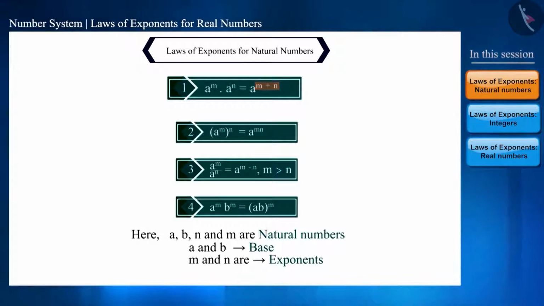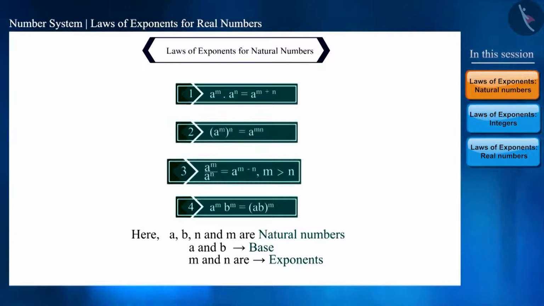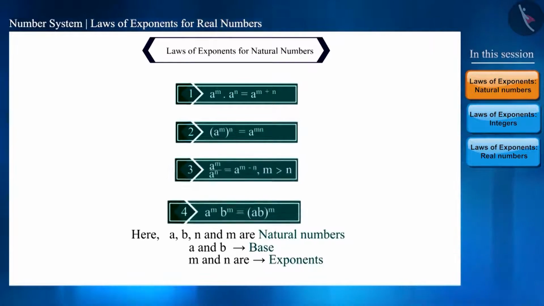As per the second rule, multiplying the power inside the bracket, that is m, by the power outside, n, is written like this. And on dividing a raised to power m by a raised to power n, the result is a raised to power m minus n. As per the last rule, if the bases are different but the exponents are the same, then multiplying them gives the number to be written in this manner.